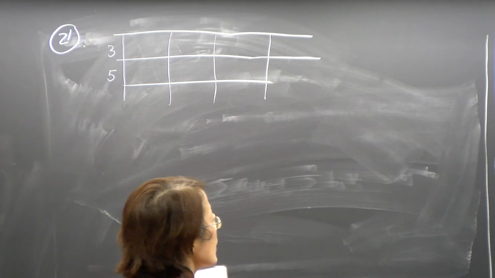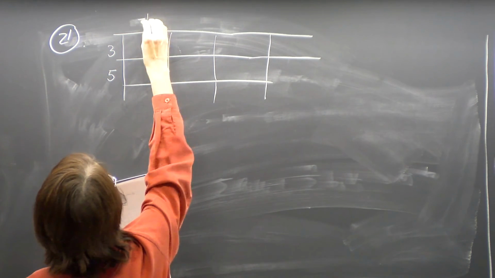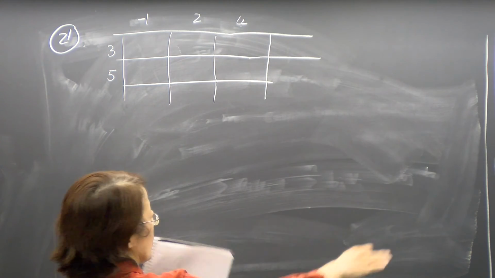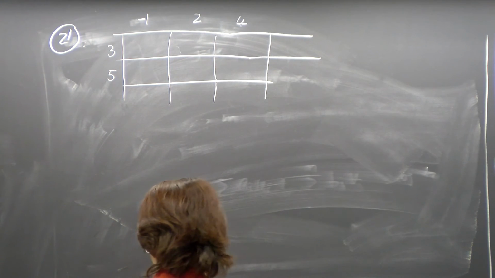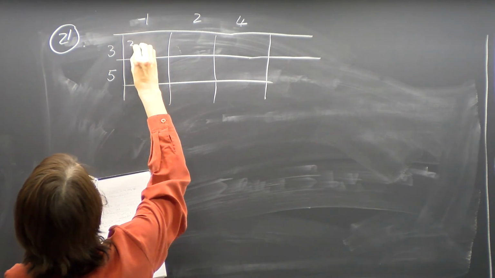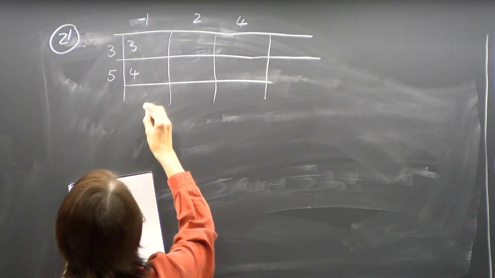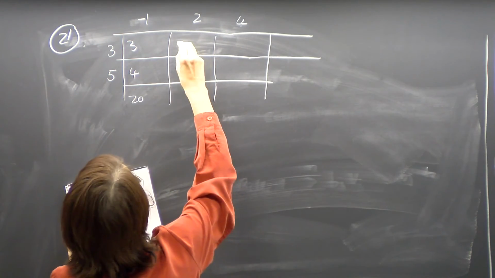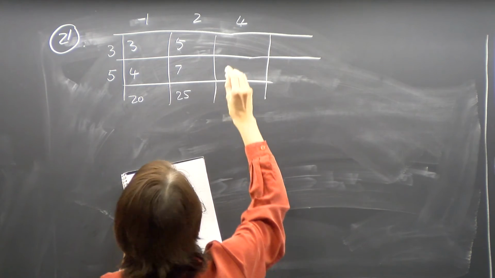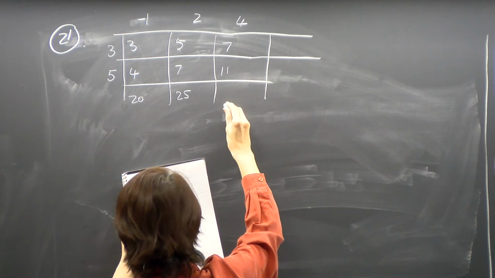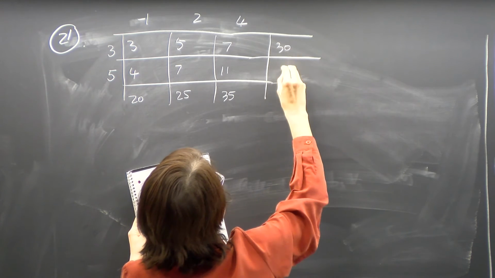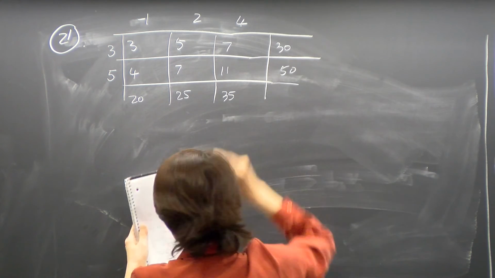And so V1 is negative 1. V2, V3 are not changed. You could do it on the same table, but by erasing the old result, but let's write a new one. So I have 3, 4, 20, 5, 7, 25, 7, 11, 35 with the 30 and 15.